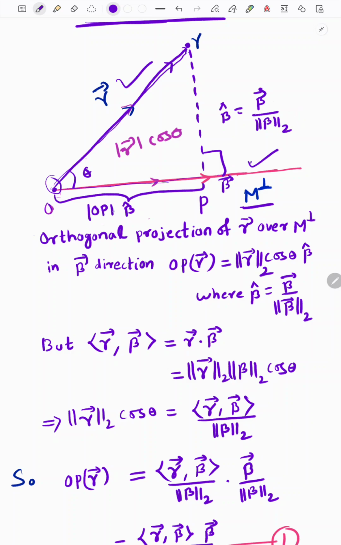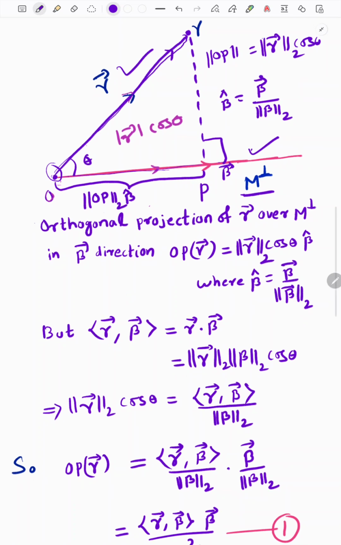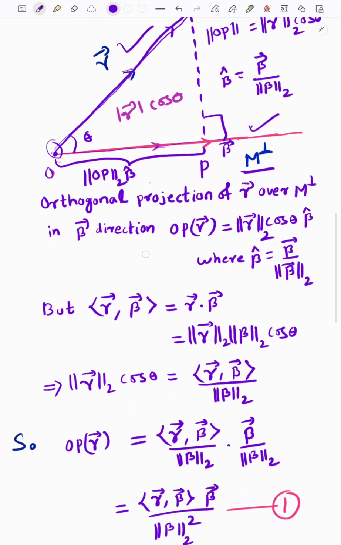So we have, and the OP length is nothing but the OP length in the sense of L2 norm. But from the standard class 12 we know that this OP length is equal to the length of the r vector multiplied with cos theta. So we will apply this analogous argument from the class 12.